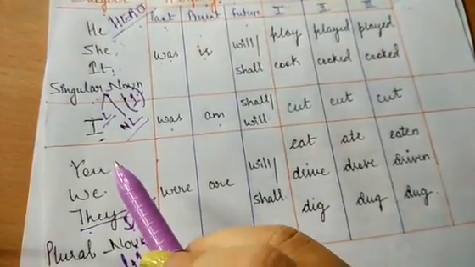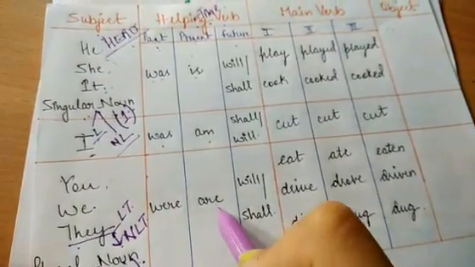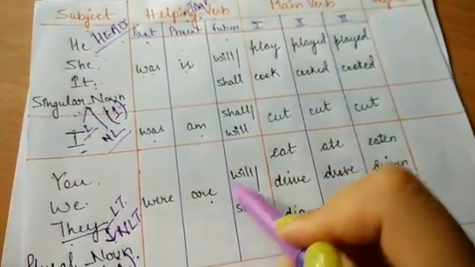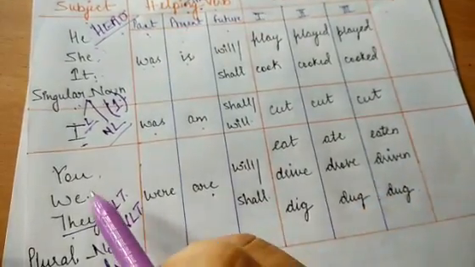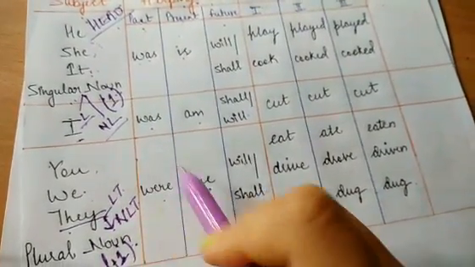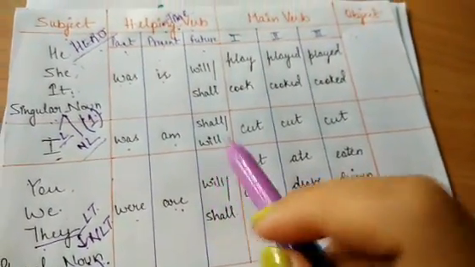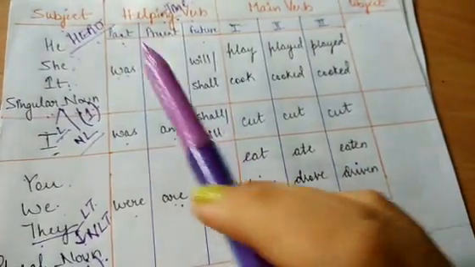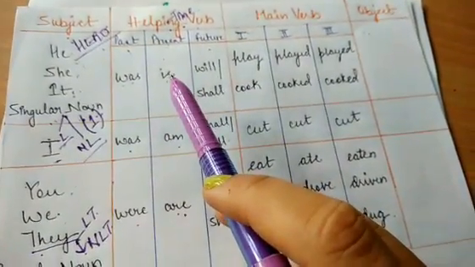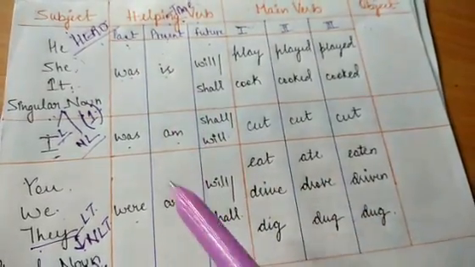When our subjects are you, we, they or any plural noun, we use were for past tense, are for present tense, and will or shall for future tense. We were reading, we are reading, we will read. Please observe that for future tense, the helping verb is the same, but for past and present tense, it changes. It can be was, is, am, are or were.